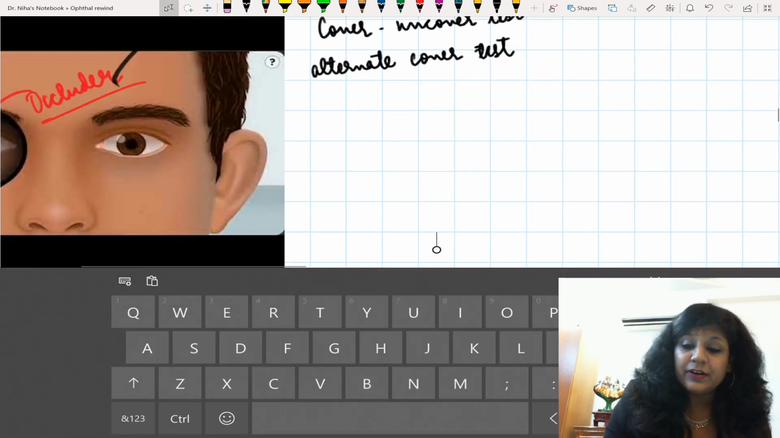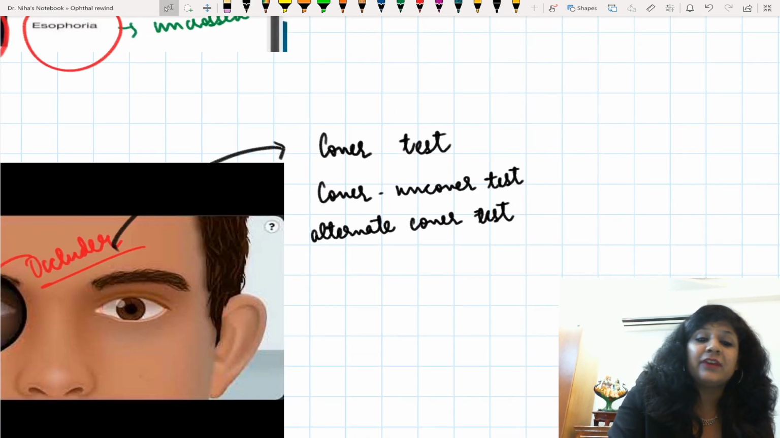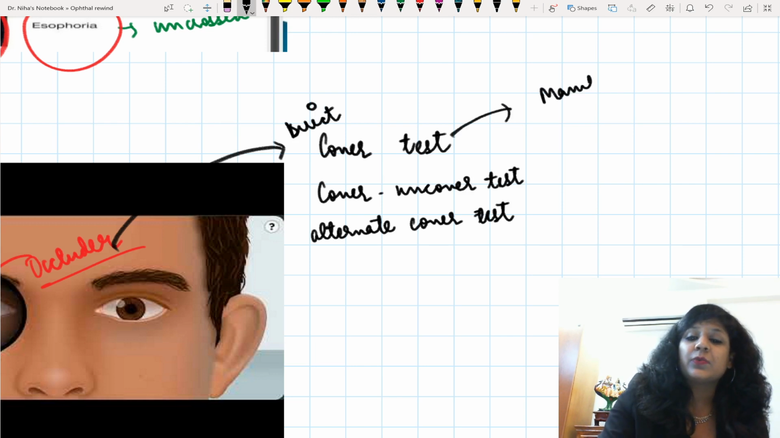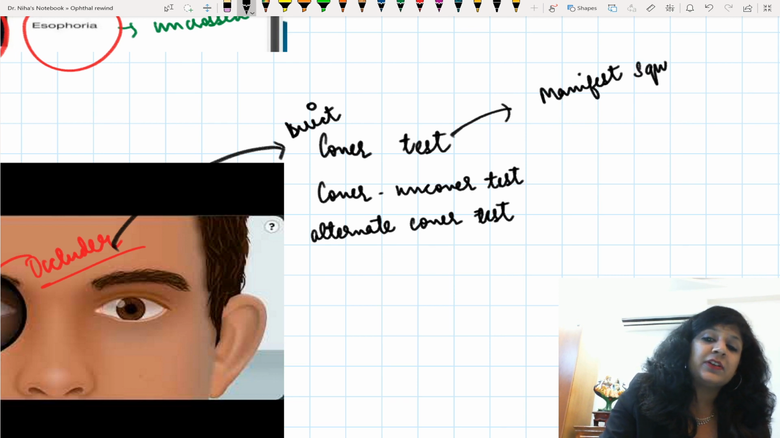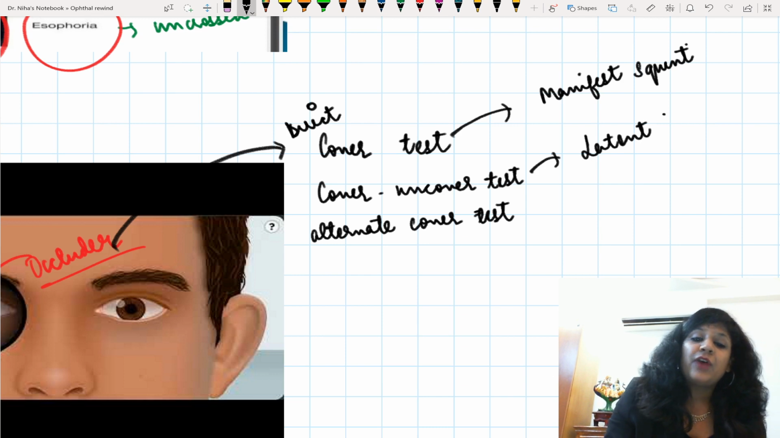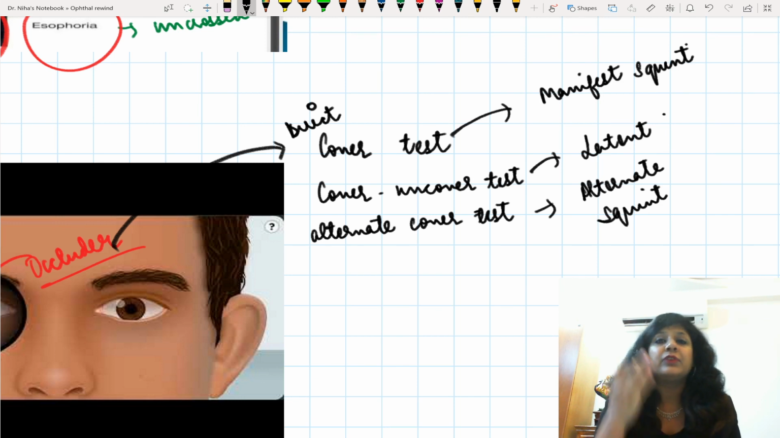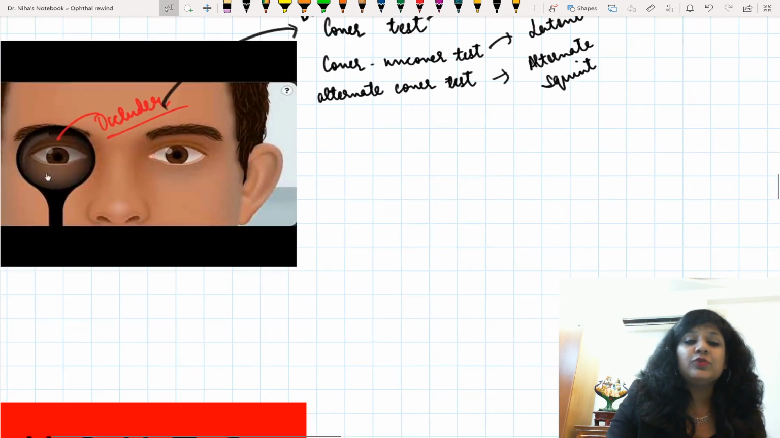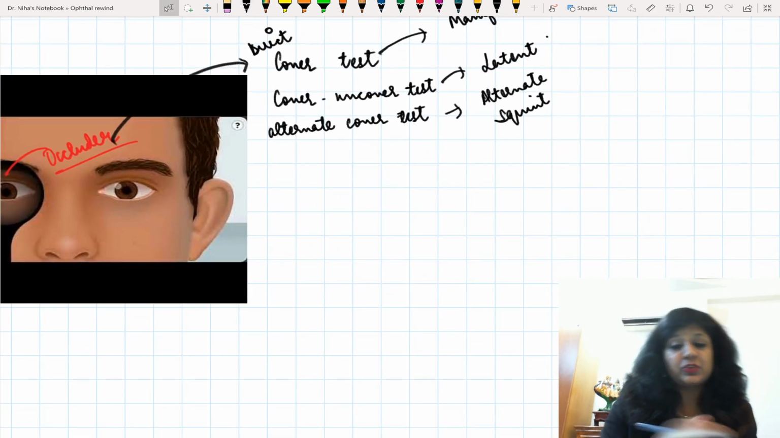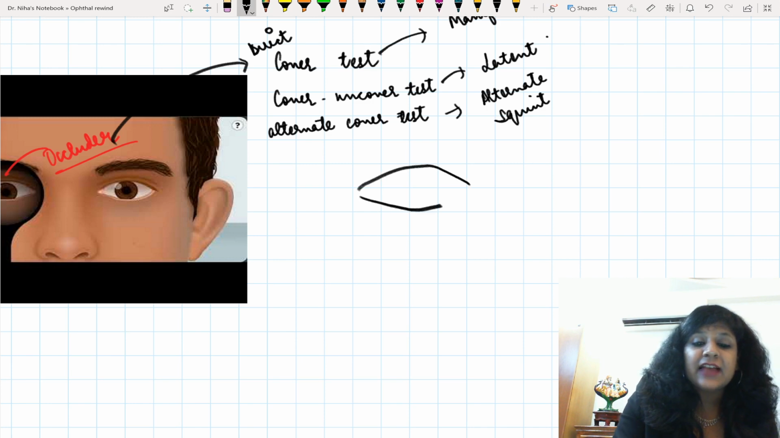Now in the case of the direct cover test, this is used for the manifest squint. When we have a manifest squint, the squint is visible. Cover uncover is used for the latent squint, while the alternate cover test is used for the alternating squint. When the patient has an alternating squint, especially the divergent squint, it is very commonly found in the alternating eye. That is called the alternate squint. Now let us try to know how we can distinguish this. Suppose the person has a latent squint.